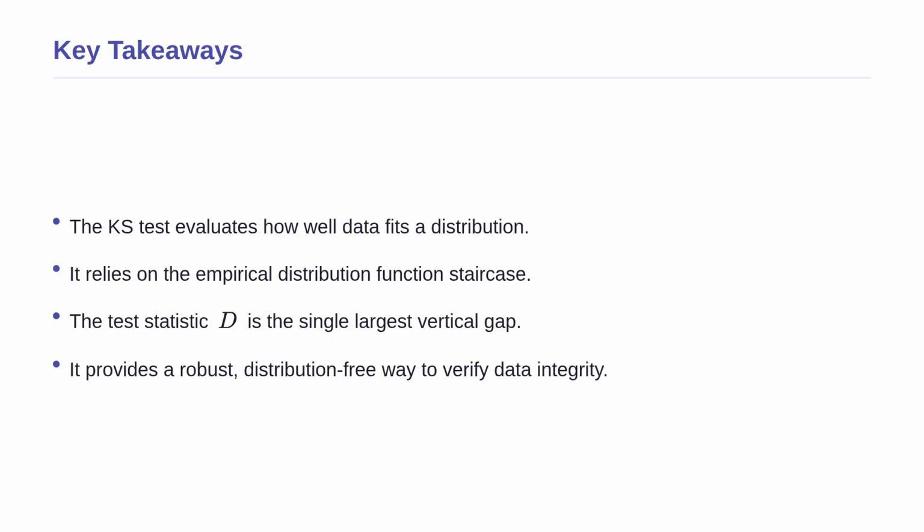Let us summarize what we have learned. The Kolmogorov-Smirnov test evaluates how well data fits a distribution by finding the single largest gap between the observed data and the expected model. It relies on the empirical distribution function, which is a step-by-step accumulation of the data. By focusing on this maximum absolute difference, it provides a robust, distribution-free way to test assumptions without relying on averages or variances. You now have a fundamental tool for verifying data integrity.